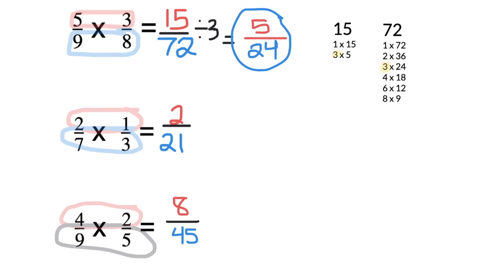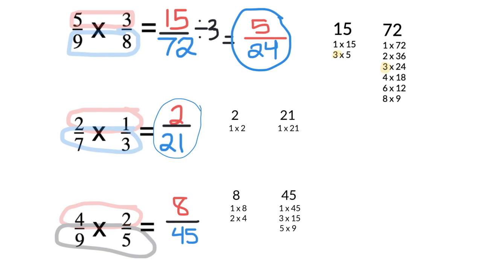Now we can work on simplifying our other fractions by seeing what they have in common. 2 and 21 only have 1 in common, so this fraction is already in simplest form. So our final answer would be 2/21. For our next one, we will try to simplify 8/45 by seeing what 8 and 45 have in common, if anything. So 8 and 45 also only have 1 in common, and if we divide by 1, we would still get 8/45. So this is already in simplest form as well.